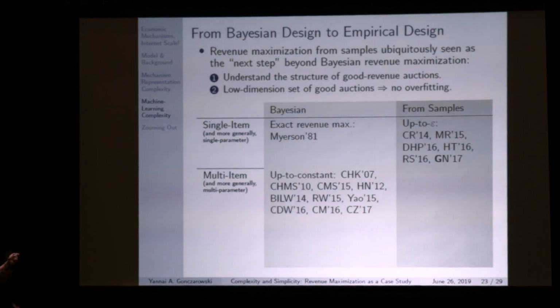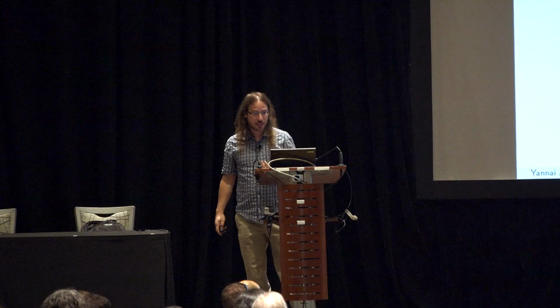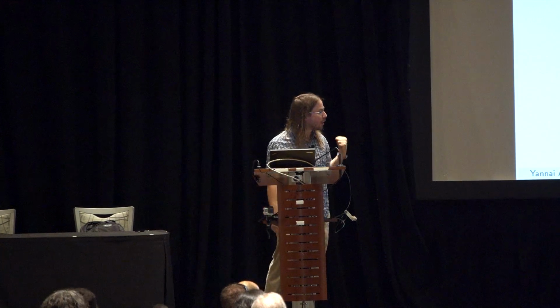So for multiple items, if you want up to constant revenue, there's a beautiful line of work that gives very structured auctions that get you revenue up to a constant. And then there's a beautiful line of follow-up works that use the structural insights from these papers to get you up to constant from samples instead. And what about up to epsilon?